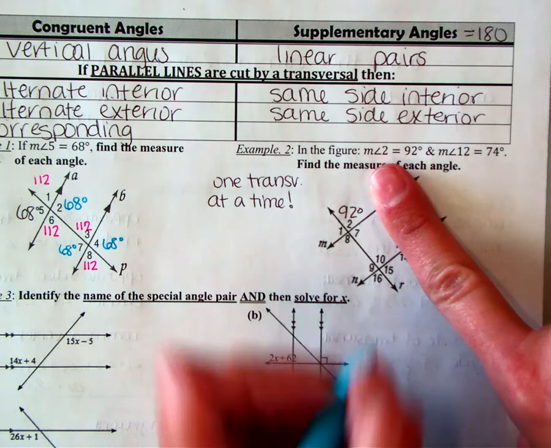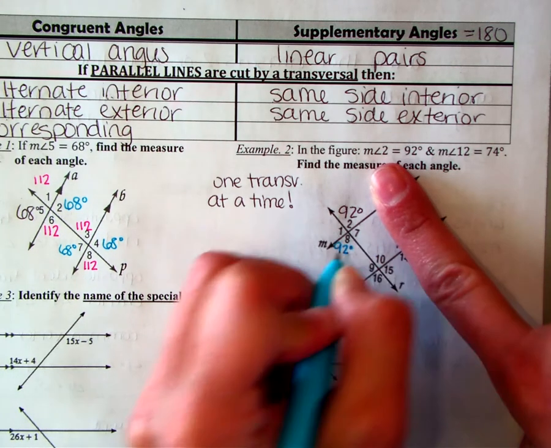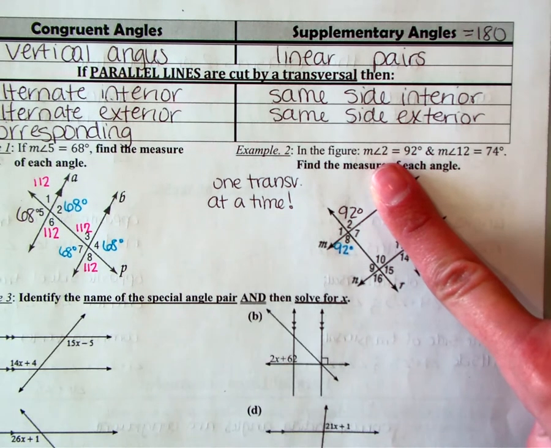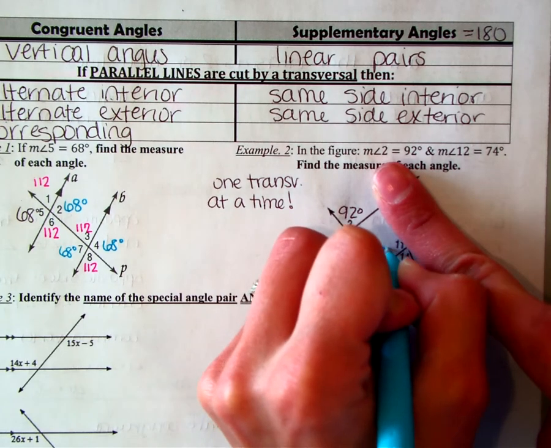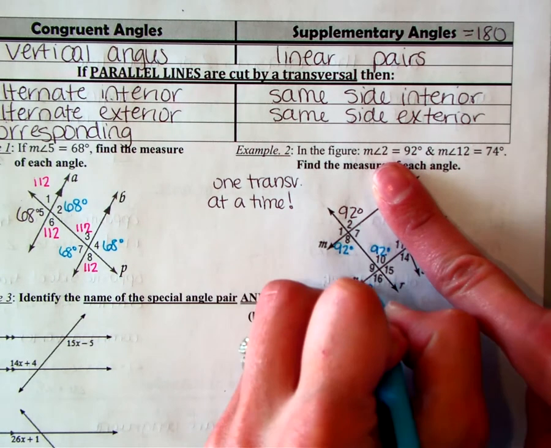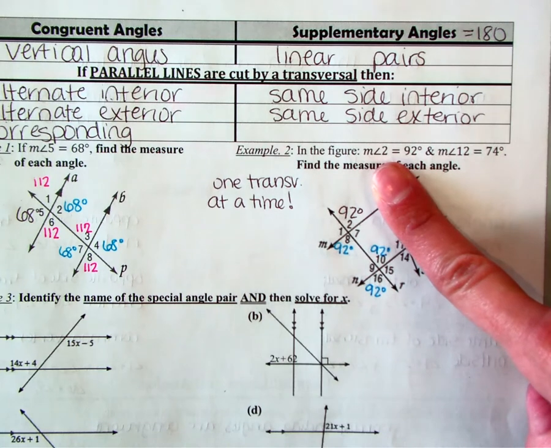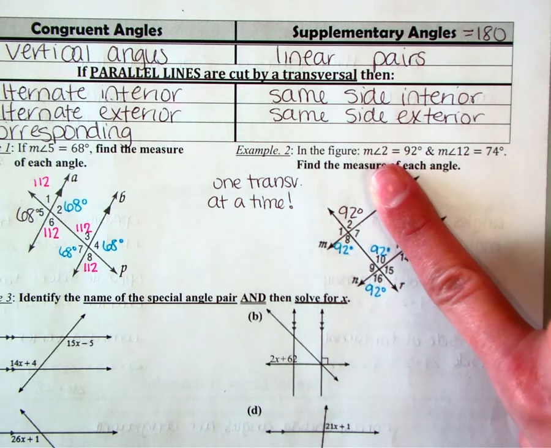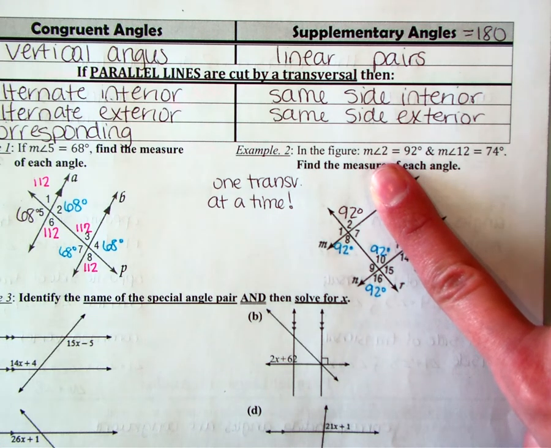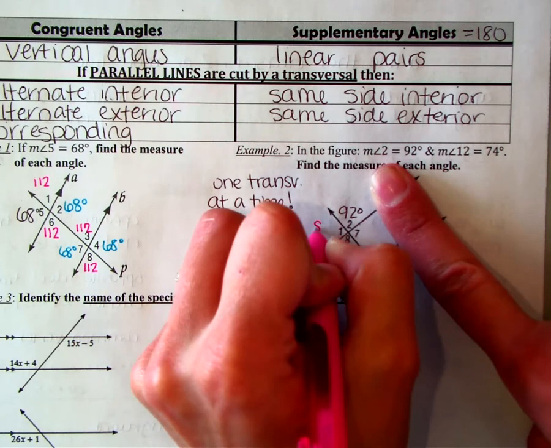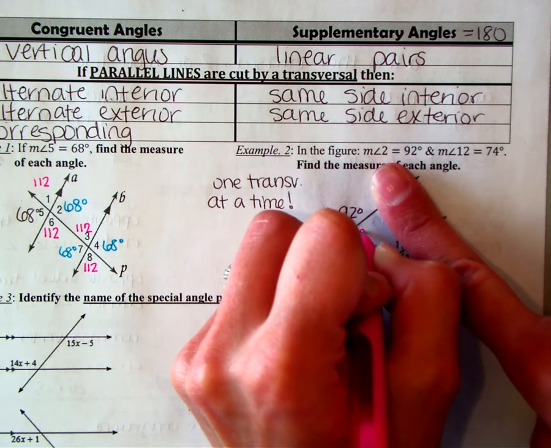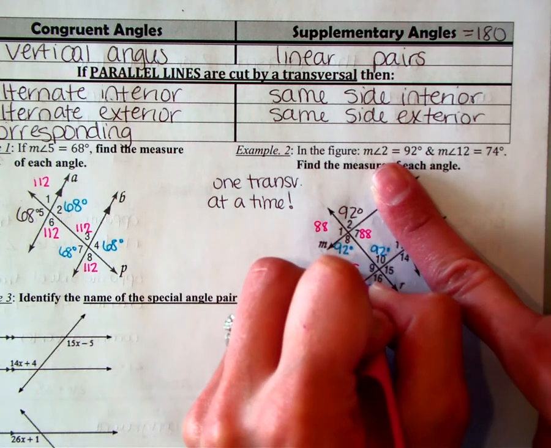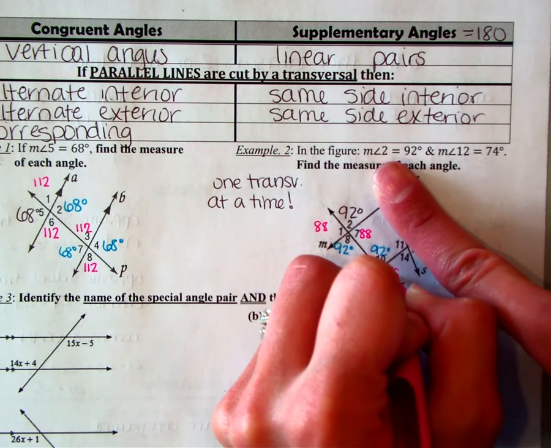So if angle 2 is 92, I know that angle 8 is 92 because they're vertical. 8 and 10 are alternate interior, so they're congruent. 10 and 16 are vertical. 1 and 2 is a linear pair, so I subtract 92 from 180, and so I get 88. Angle 1 and angle 7 are vertical. 7 and 9 are alternate interior. 9 and 15 are vertical.